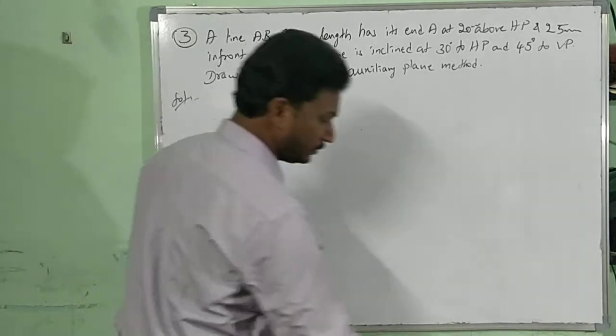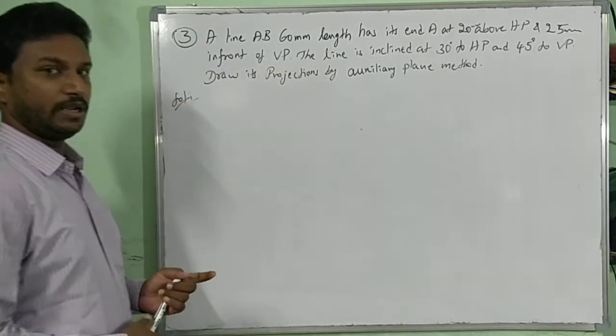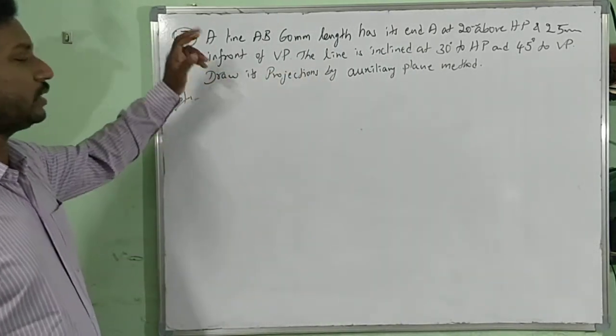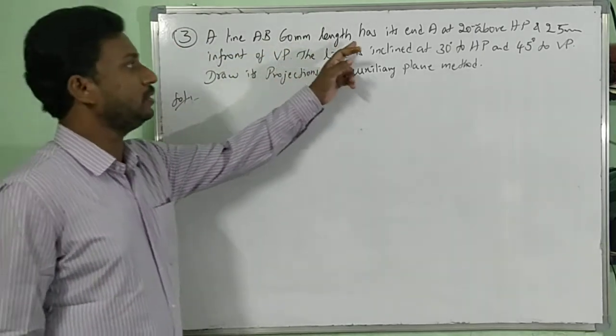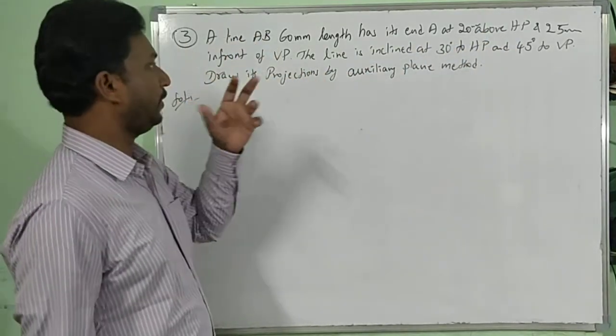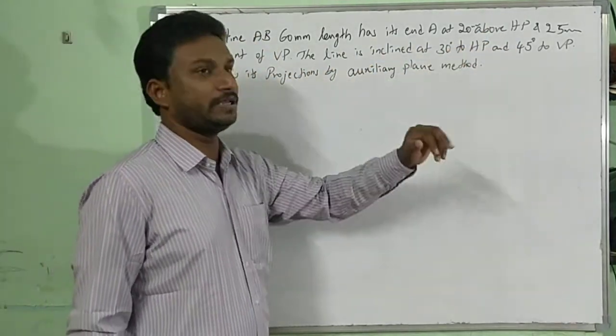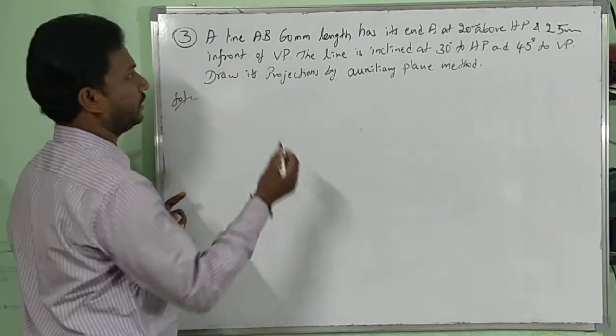Now coming to the question. Look at question number 3. A line AB 60 mm long has its end A 20 mm above HP and 25 mm in front of VP. Line is inclined at 30 degrees to HP and 45 degrees to VP. Draw its projections by the auxiliary plane method.